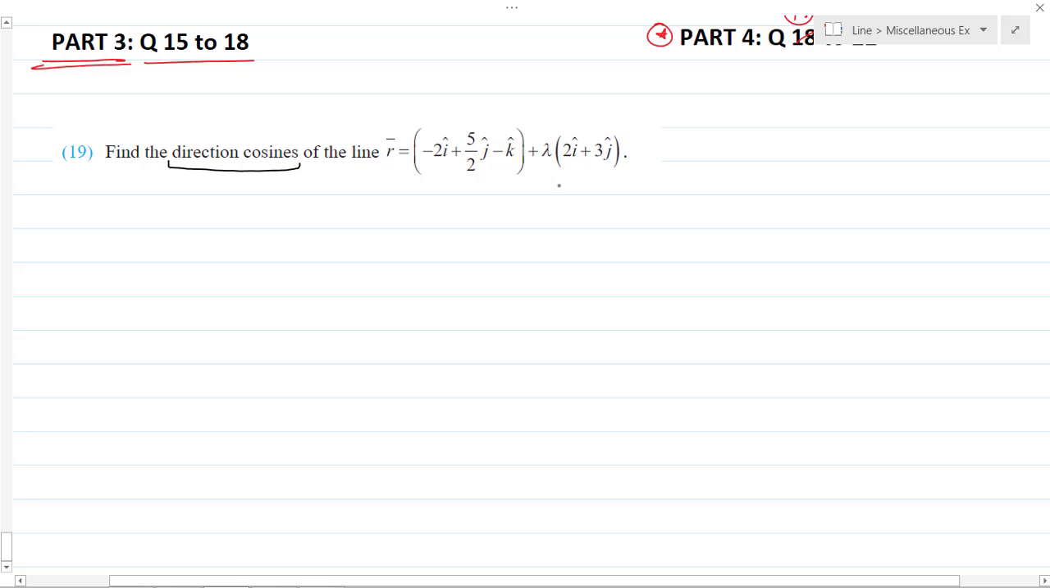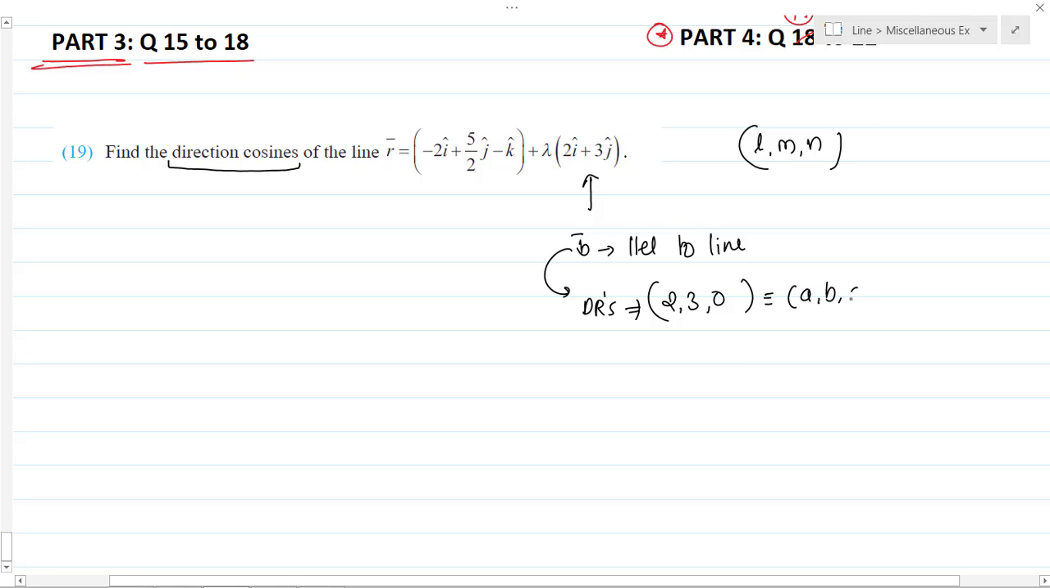So we have to find the direction cosines, meaning we have to find l, m, n. We know the equation of the line, and this part is the b bar, which is parallel to the line. Can we get the direction ratios of this b bar? Yes, why not? The coefficients of i, j, k are nothing but the direction ratios: 2, 3, 0. These are nothing but the a, b, c values of this line. Now what is the relation between the direction ratios and direction cosines?